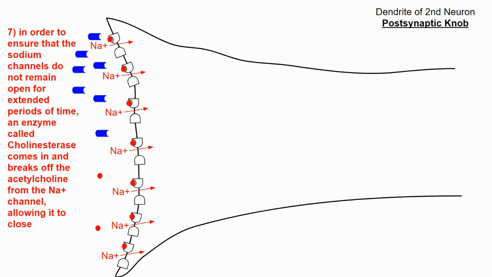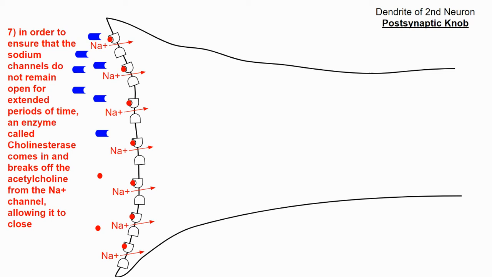Now, this is really key here. We don't want to leave these sodium channels open, because if we left these sodium channels open, these neurons would constantly try to go through a wave of depolarization. They would constantly try to say that there's an impulse being sent. So we need to close them. So in order to do this, we have to remove acetylcholine from the situation. Acetylcholine is what's holding open the channels. We want to close them.